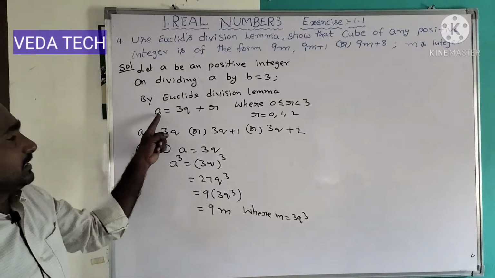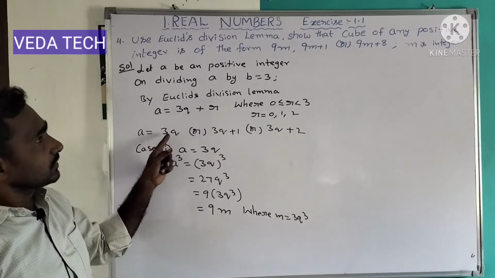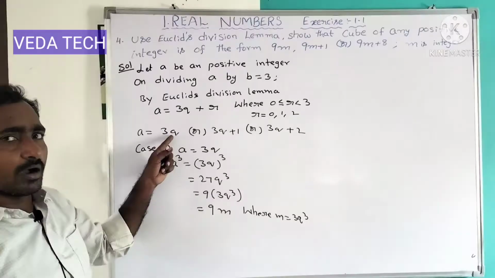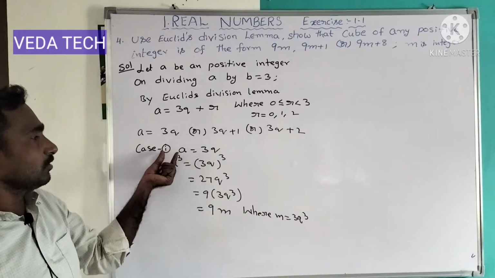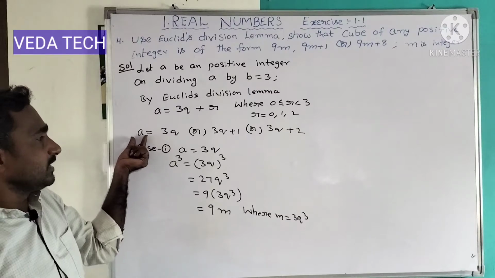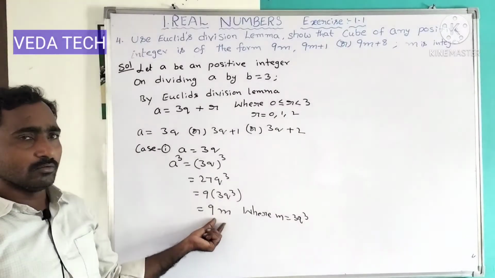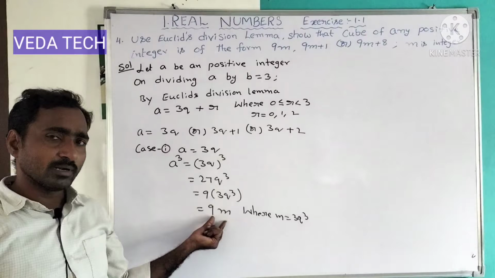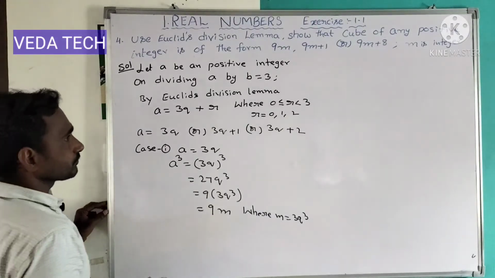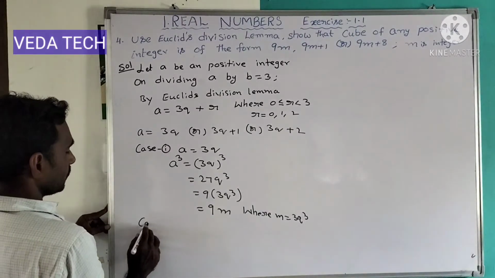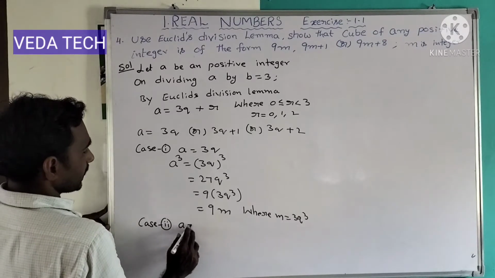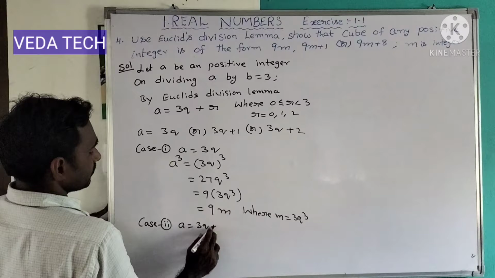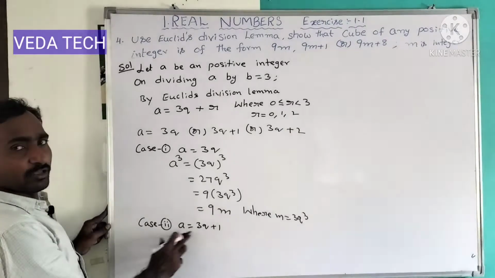Therefore, a positive integer is of the form 3q or 3q plus 1 or 3q plus 2. Case 1, take a is equal to 3q. Cube of any positive integer is of the form 9m. Now, in case 2, take a is equal to 3q plus 1. If r is equal to 1, then a is equal to 3q plus 1.